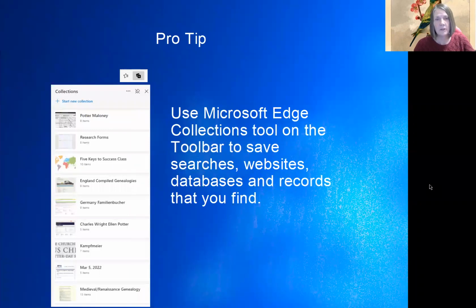Now, this is a little pro tip I gave you last week as well. It's a very, very good little tool that Microsoft Edge has provided. It's the Microsoft Collections tool. It's on the toolbar. I didn't put the whole toolbar up, but if you look where my arrow is, you can see there's those two little boxes, either black or white, with a plus on it. If you click on that, this will come up.